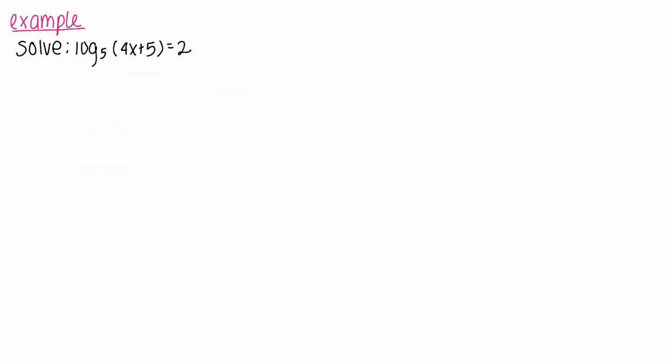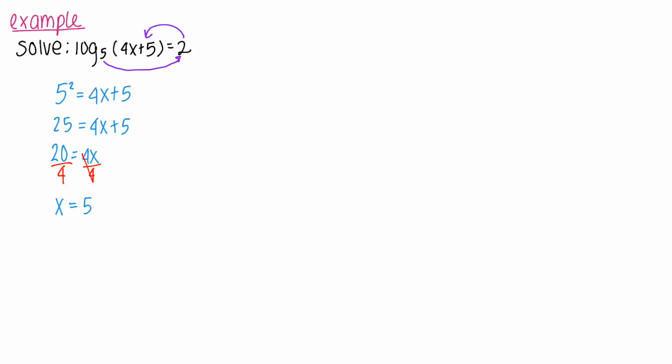All right, start revving it up a little bit. So once again, we are going to start by putting this in exponential form. Start at the base, across the equals, back again. So this is 5 squared is equal to 4x plus 5. 5 squared is 25. And this is just a linear equation now. So I can subtract 5 off both sides to cancel the 5. So I've got 20 is equal to 4x. Divide both sides by 4. And we get that x is equal to 5.